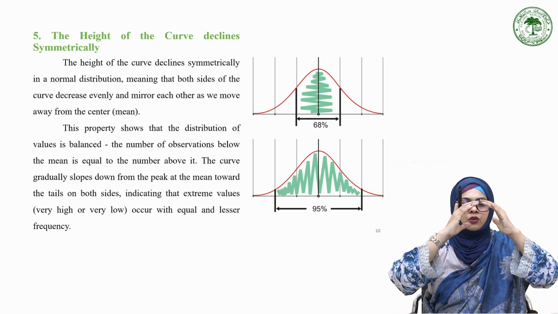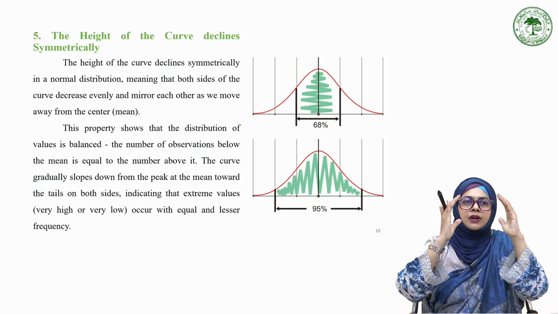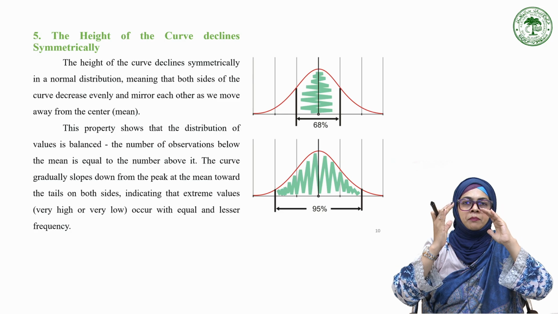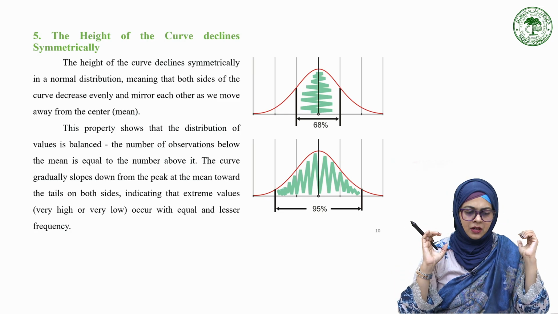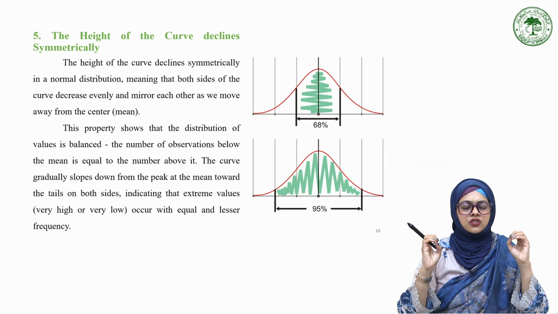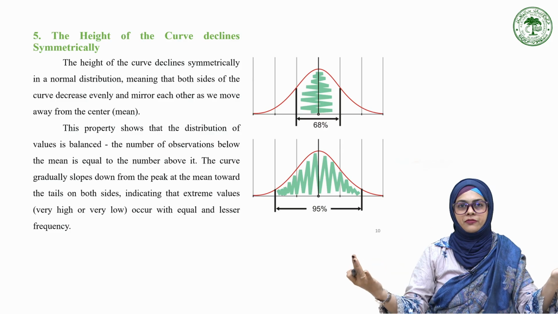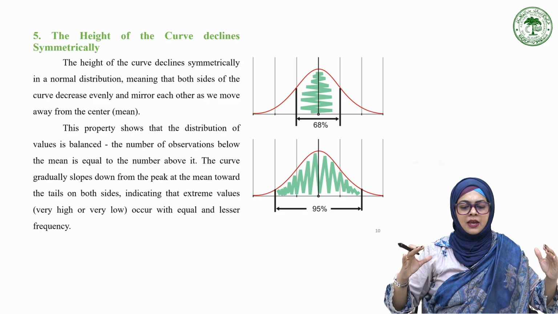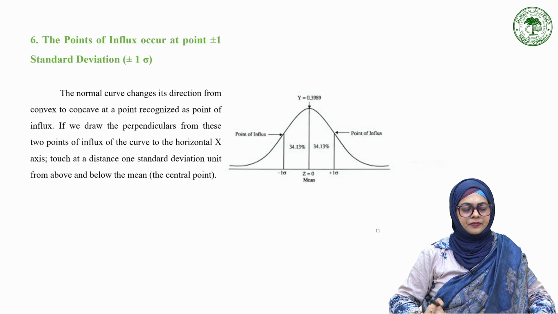If you look at the normal probability curve, both sides of the curve decrease in an even manner, or they will be mirror images of each other as we move away from the mean. This property shows that the distribution of values is balanced. The number of values below the mean is also equal to the number above it, right? So the curve gradually slopes down from the peak at the mean towards the tails on both sides.